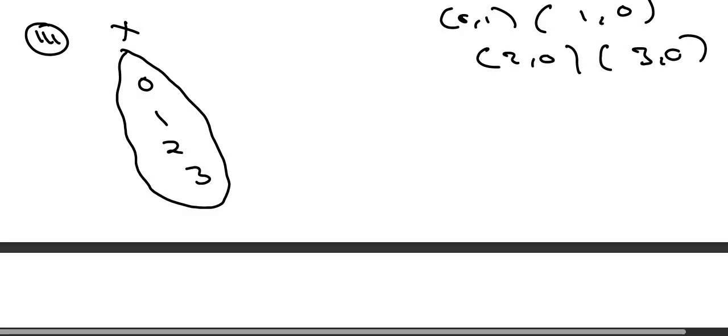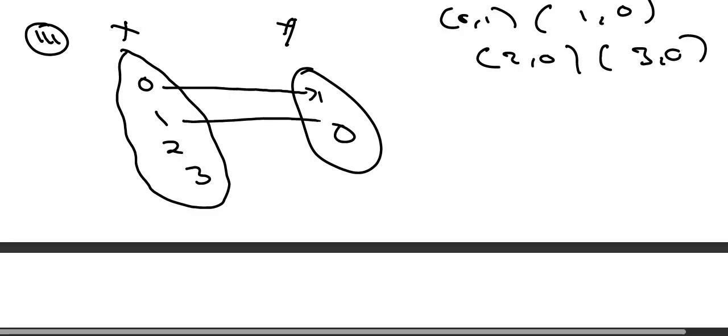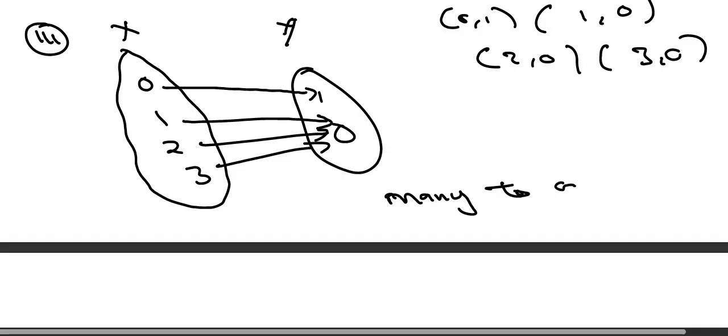Then this side, y. On the y, there's only 1. Then there's a 0. So 0 is the only one that's mapped to 1. Everything else is producing a 0. So this is simply many to 1. This is a perfect illustration of many to 1. That's the name of this type of relation. And it's not a function.